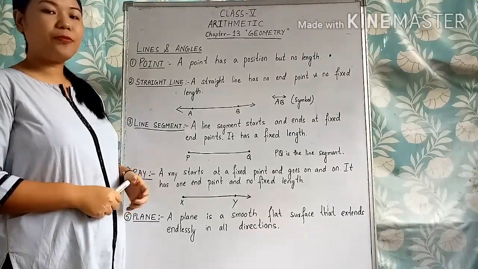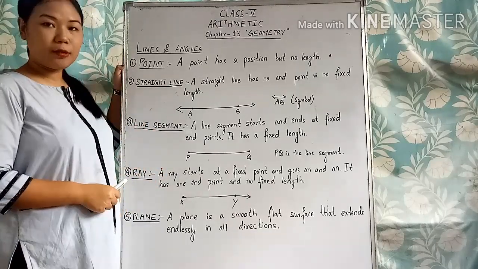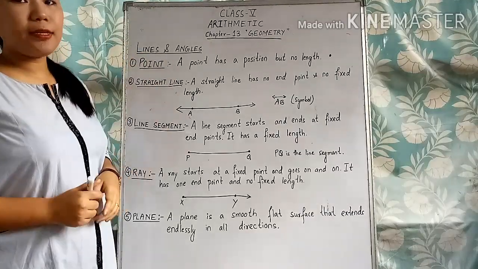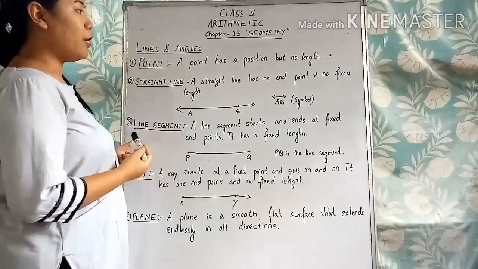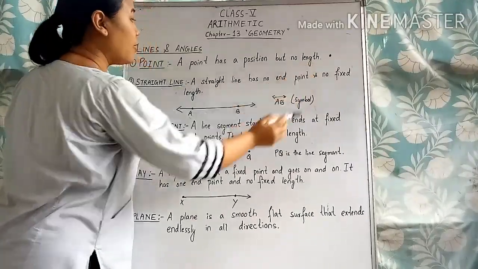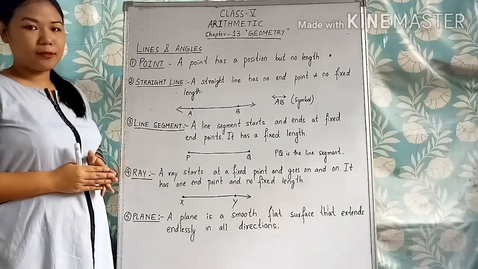Okay students, before we begin the lesson, there are some important terms that you need to understand relating to lines and angles. The first is point. What is a point? A point is denoted as a dot. You can see here, it has a position but no length, okay.